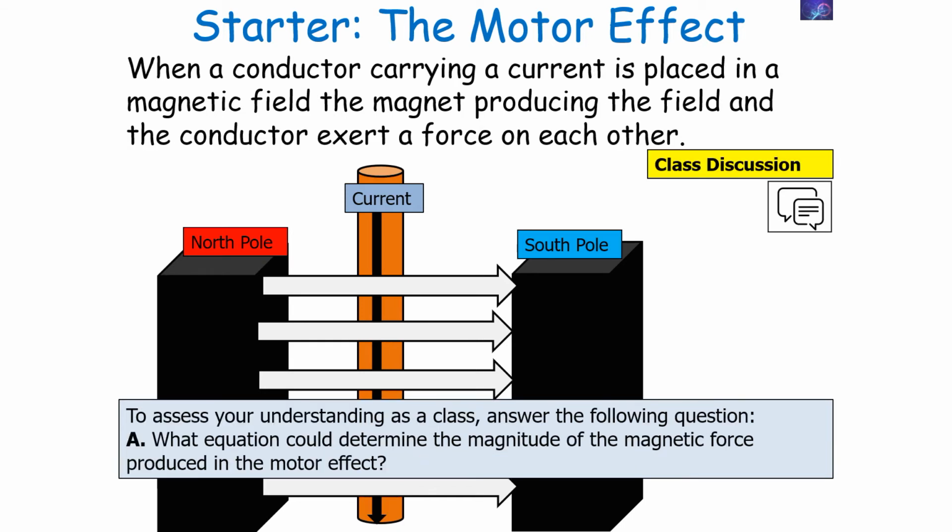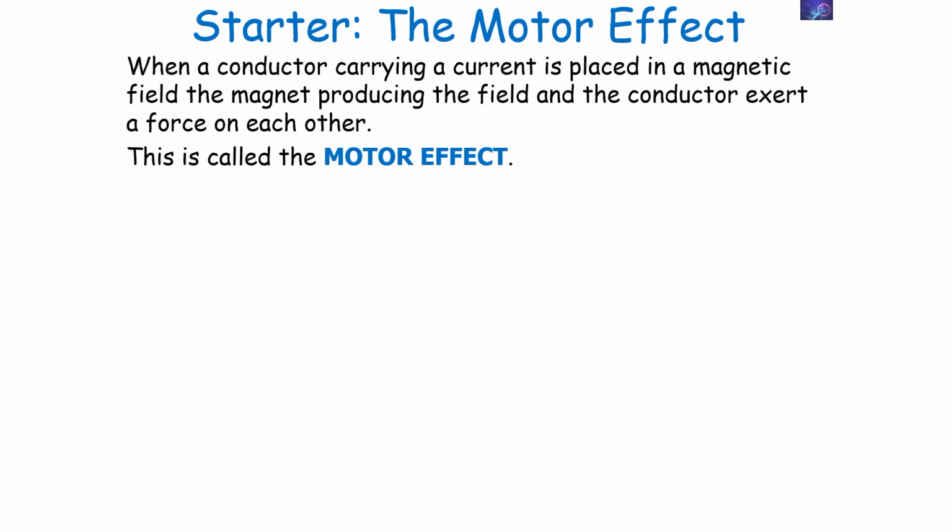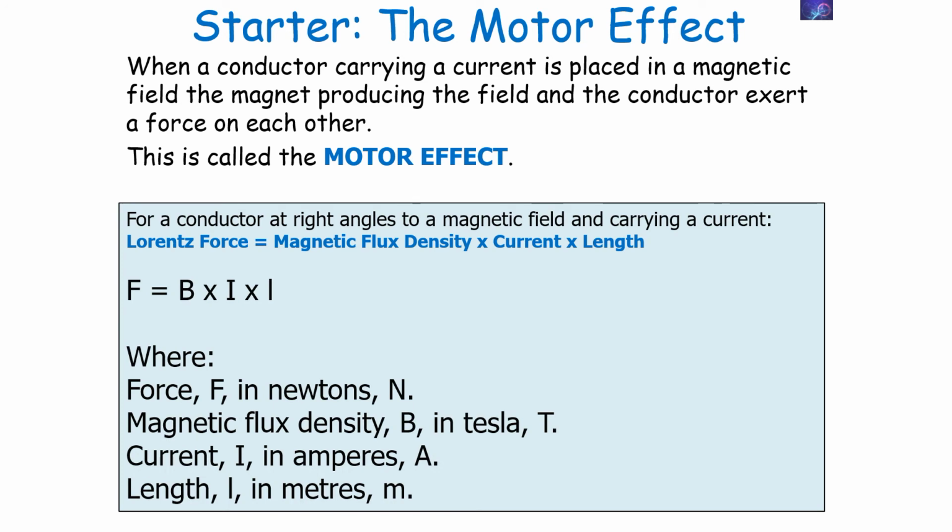So what equation could we then use to determine the magnitude of the magnetic force produced in the motor effect? Let's consider the following idea. When a conductor carrying a current is placed in a magnetic field, the magnet producing the field and the conductor exert a force on each other. We call this the motor effect. And so for a conductor at right angles to a magnetic field and carrying a current, we can say that this magnetic force is equal to the magnetic flux density times current times length.